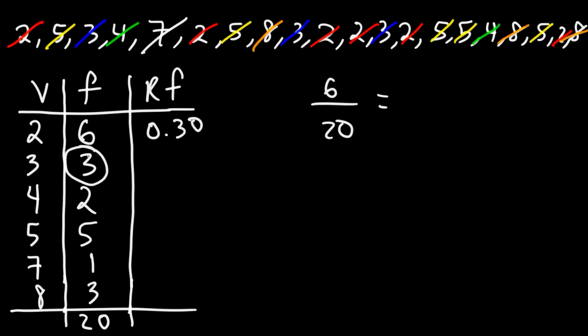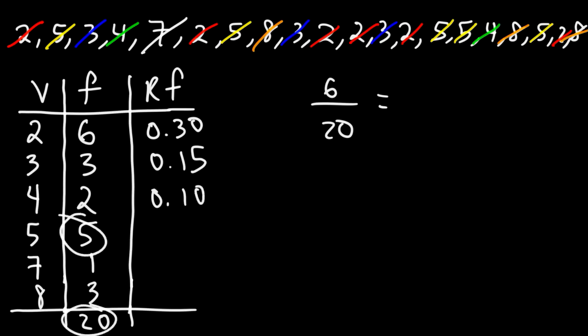Next, let's take 3 and divide it by 20. 3 divided by 20 is 0.15. And then we're going to follow the pattern. So now let's divide 2 by 20. So this is going to give us 0.1, which is the same as 0.10. And then we're going to have 5 divided by 20. And so that's 0.25. And then it's 1 divided by 20, which is 0.05.